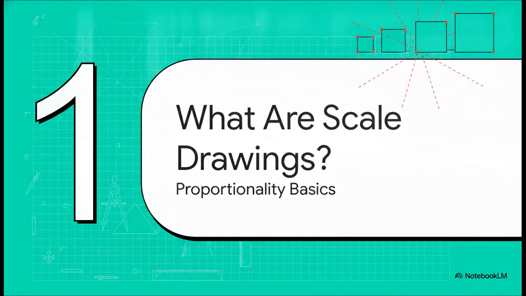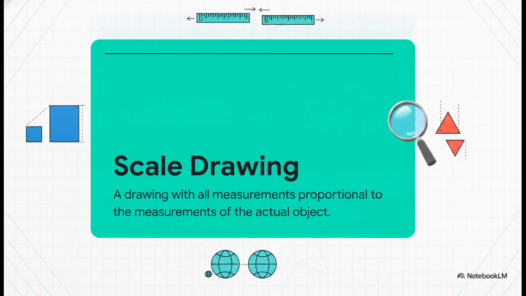All right, Section 1. What are scale drawings? The basics of proportionality. So by definition, a scale drawing is the drawing of an object with all measurements in the drawing proportional to the measurements of the object. Proportional. I really want you to focus on that word. It's the absolutely crucial key to everything we're exploring today. It basically means we aren't just squishing or stretching a shape at random. Every single side of the shape shrinks or grows by the exact same mathematical rule.